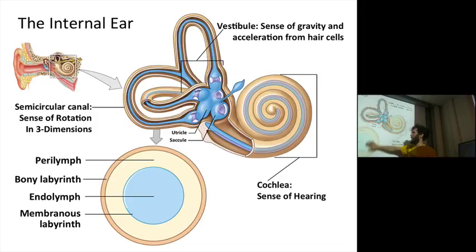Okay, this is just a schematic. So the rest of the ear, so here's the cochlea, here's hearing. The rest of the ear has two functions. There is this vestibular system and then the semicircular canals. The semicircular canals are going to give you your sense of rotation in 3 dimensions. I should have brought in my model. I have a model of the inner ear.